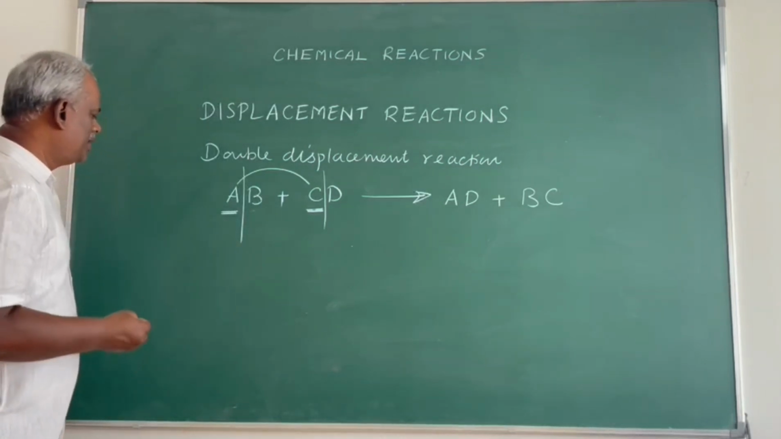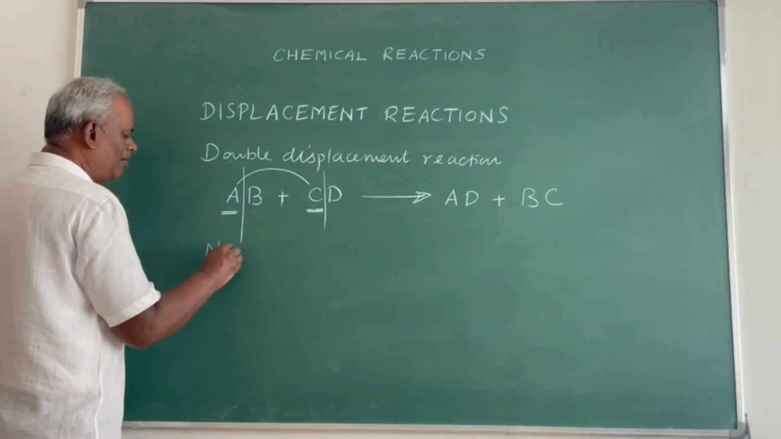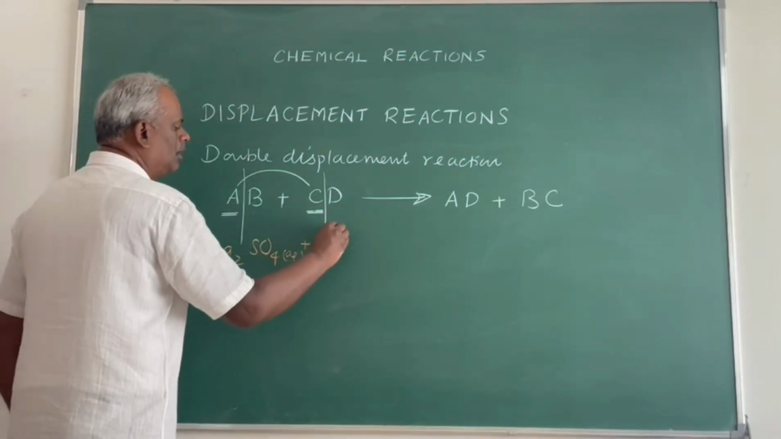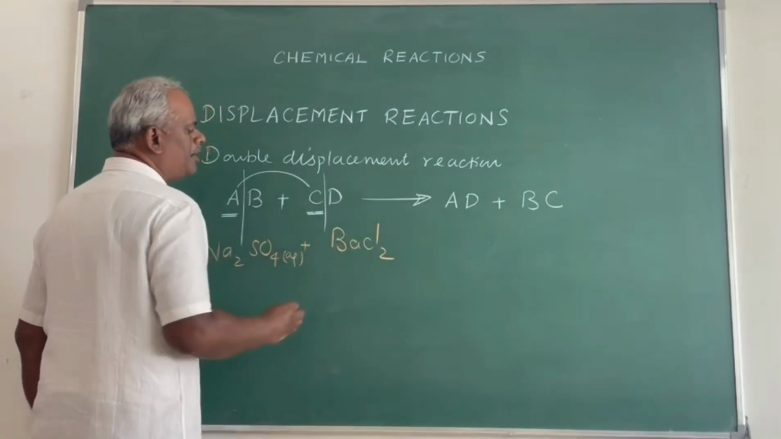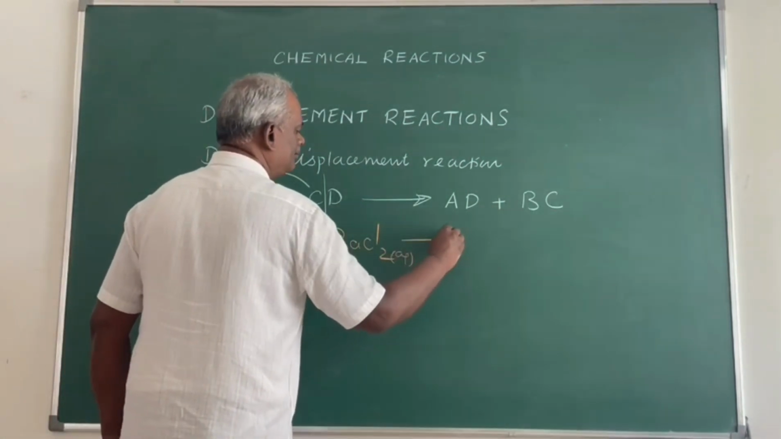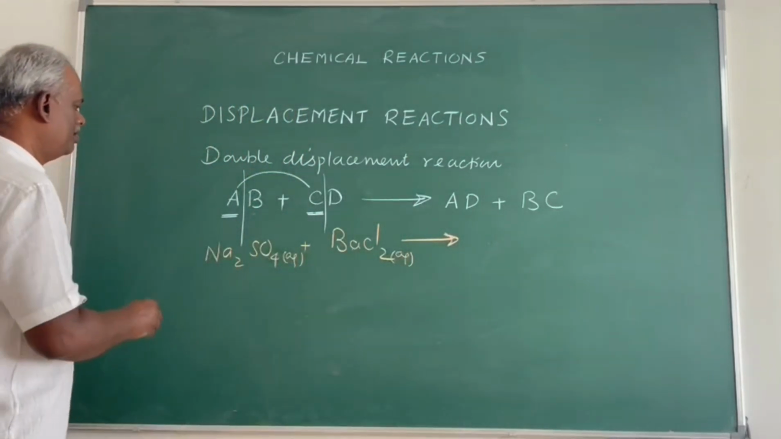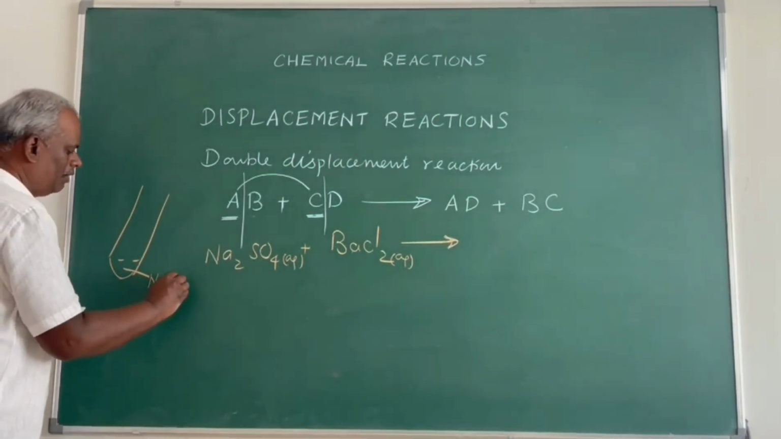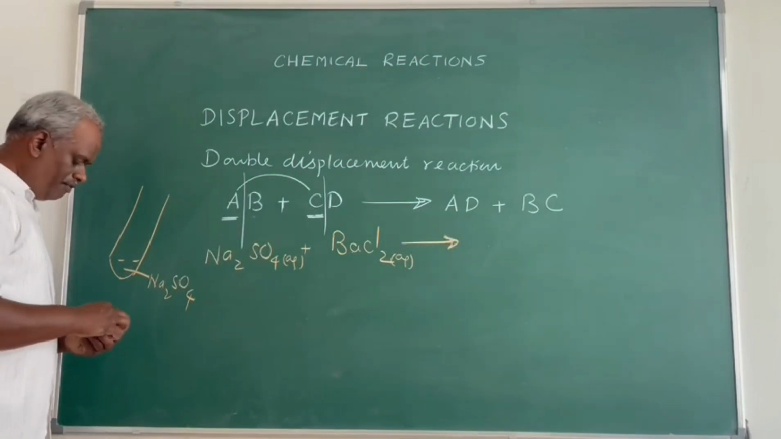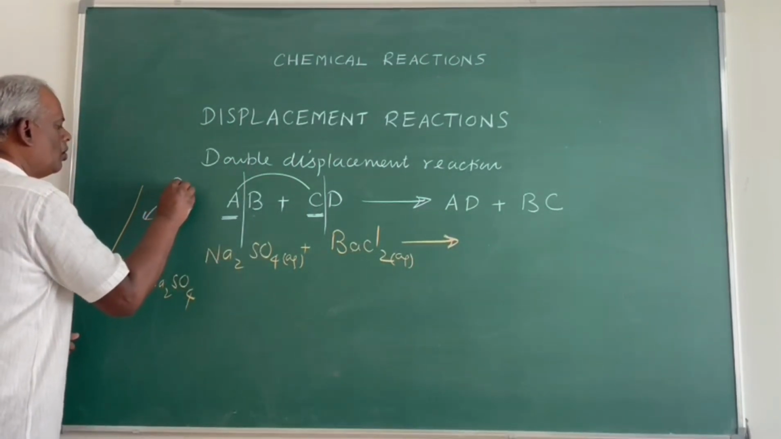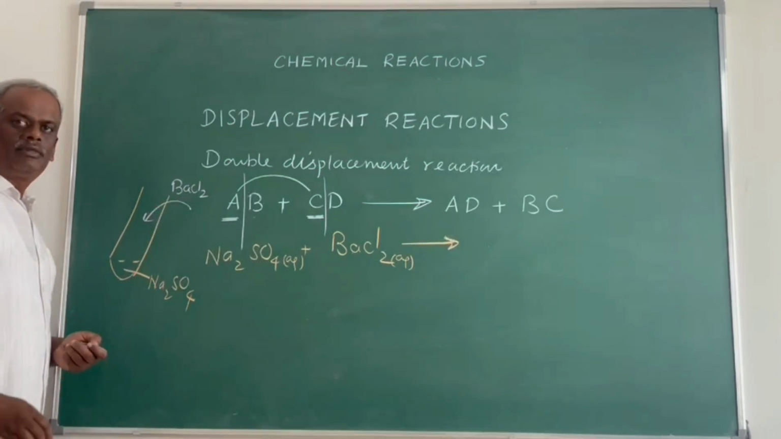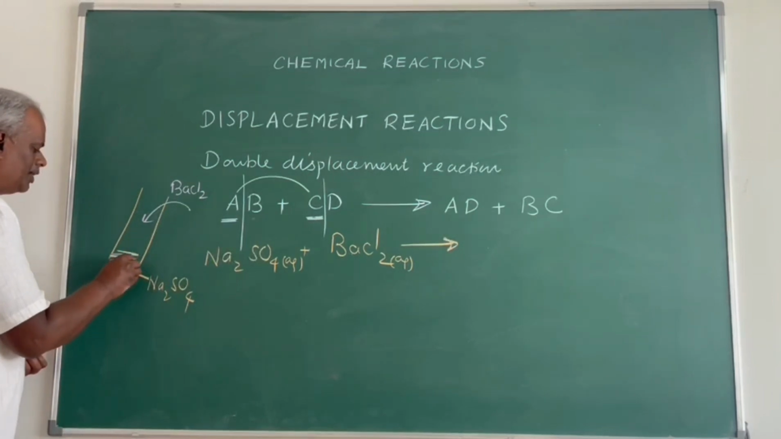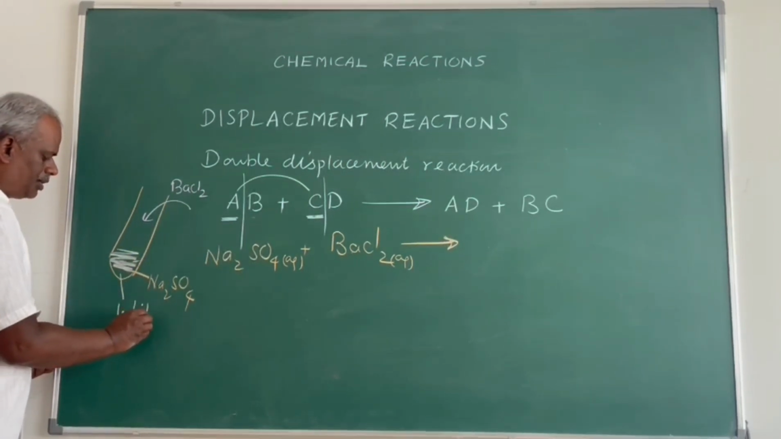One of the examples for this particular case: take sodium sulfate, Na2SO4, solution on treatment with barium chloride solution. Take a test tube in which a certain amount of sodium sulfate is taken, and we are going to add barium chloride into that. After the addition of barium chloride, after some time, we can see the deposition of a white color precipitate.